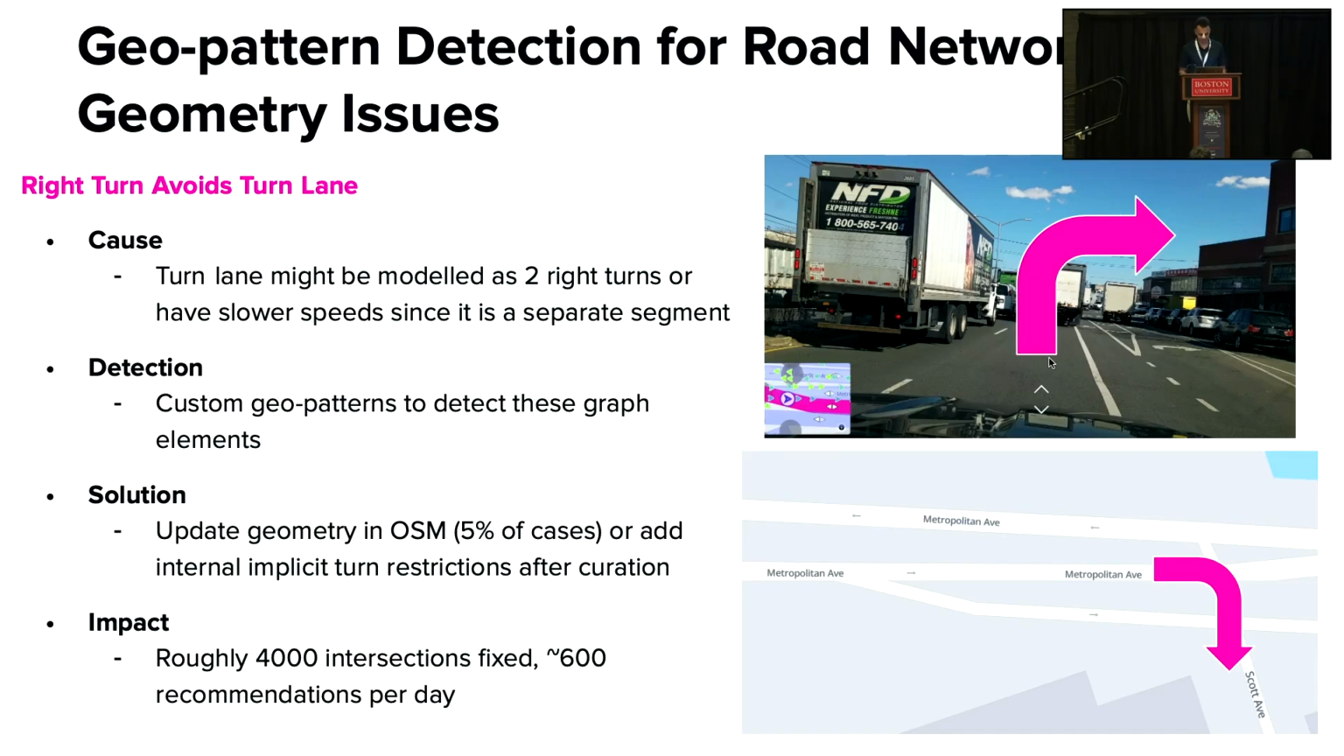So we built some custom geo patterns to detect these kinds of graph elements. And we're able, in some cases, to update the geometry of these segments in OSM. And in other cases, we have to add turn restrictions in our own map to ensure that drivers are told to use the turn lane to make these types of turns. This impacted about 4,000 intersections. So this was quite a big issue for us.